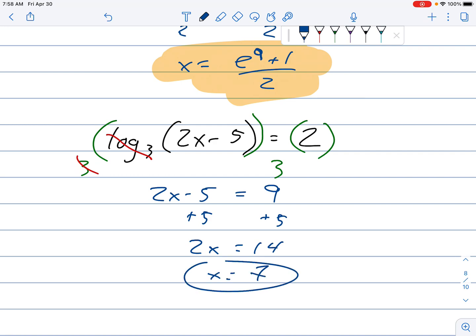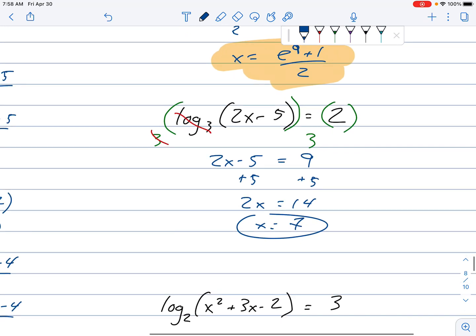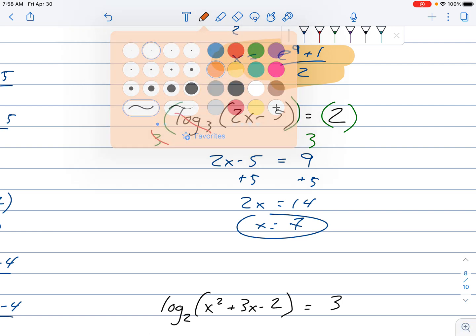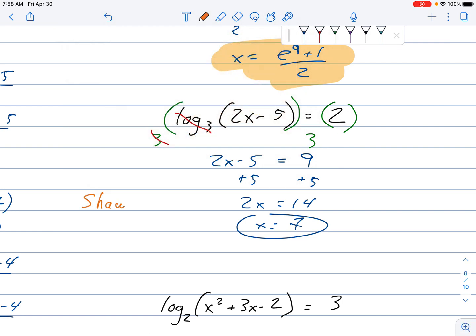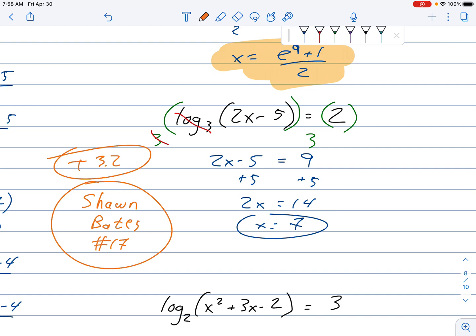14x is 7. Maybe my bonus, if you're listening now, will be this. My favorite hockey player growing up was Sean Bates. He was number 17 on the Islanders. Sean Bates was my favorite hockey player growing up. If you're still listening to this, that's going to be the bonus on the next test, test 2.3.2 rather. If you're listening, that's what it'll be.